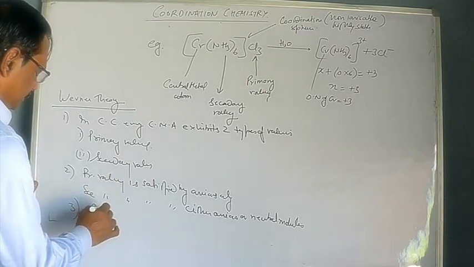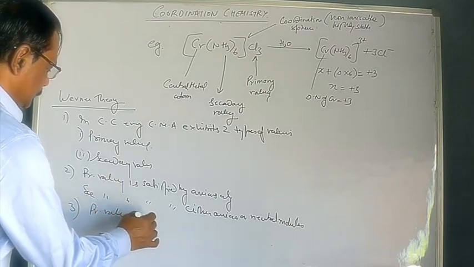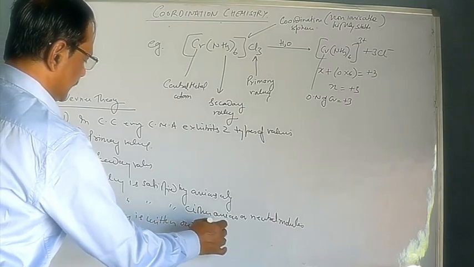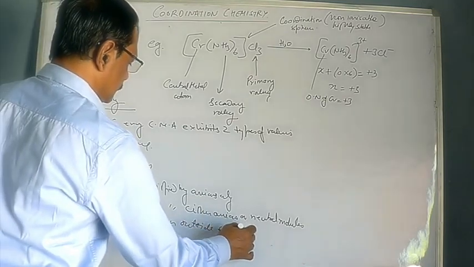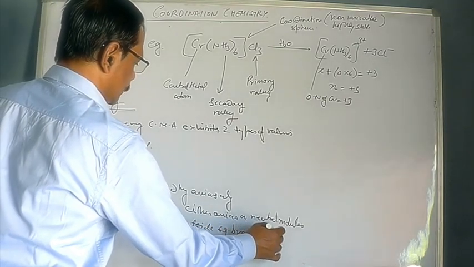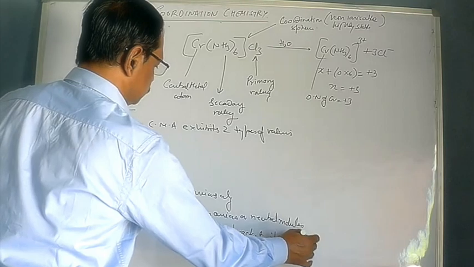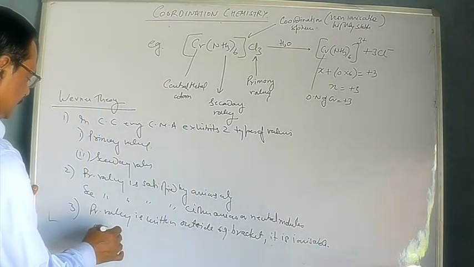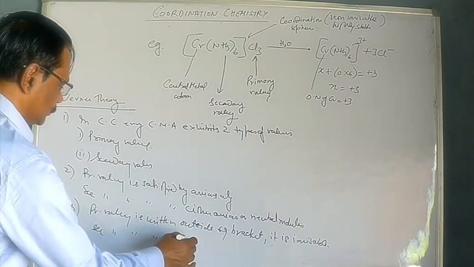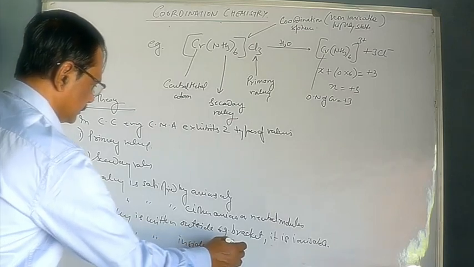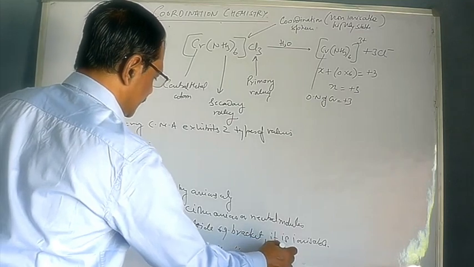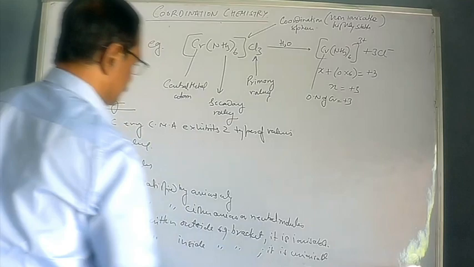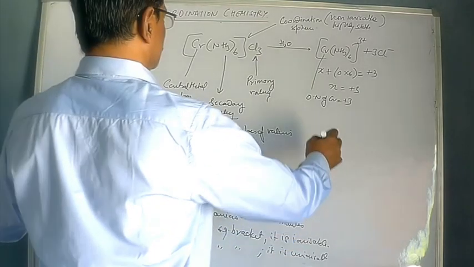Primary valency is written outside square bracket because it is ionizable. Secondary valency is written inside square bracket. It is unionizable. Then point number 4.